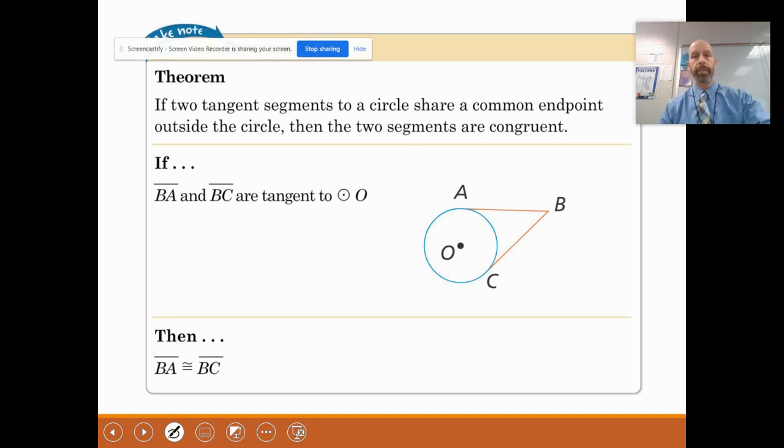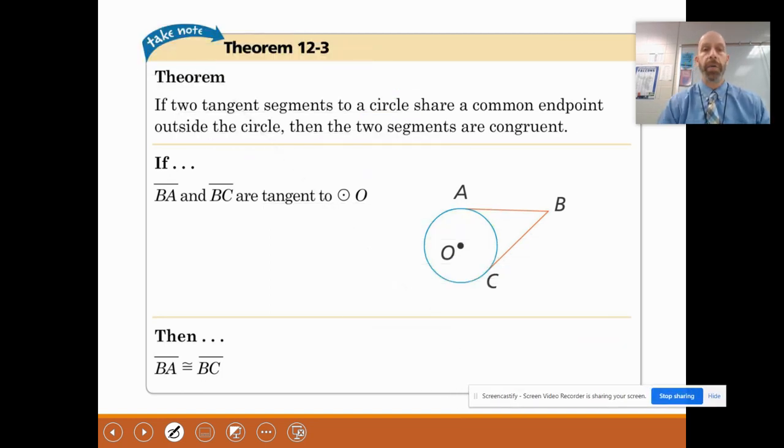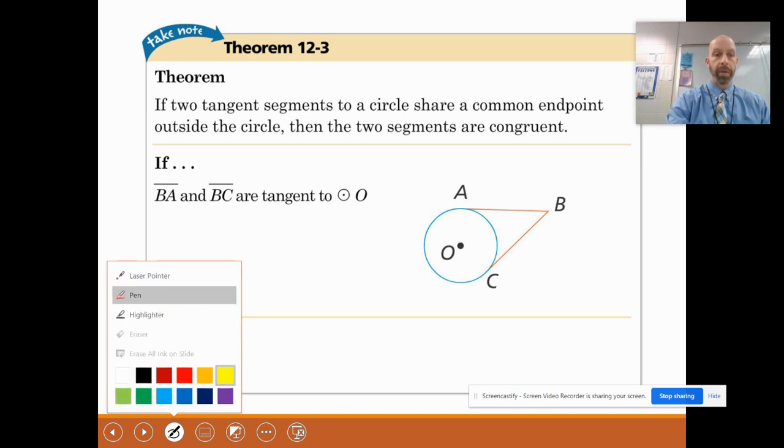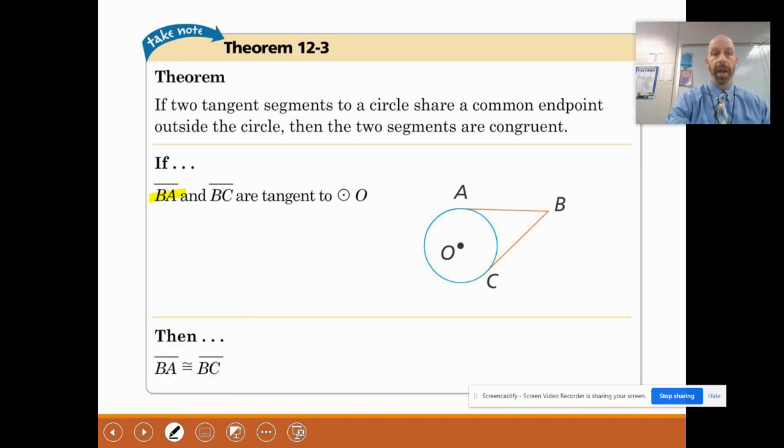All right, last theorem. If two tangent segments to a circle share a common endpoint on the outside of the circle, then the two segments are congruent. So here's what we're saying. If segment BA and segment BC, that's these two segments right here, if they are indeed tangent to that circle, then our conclusion is that they have to be congruent. In other words, this has to be the same distance as this. I'll prove that in class.